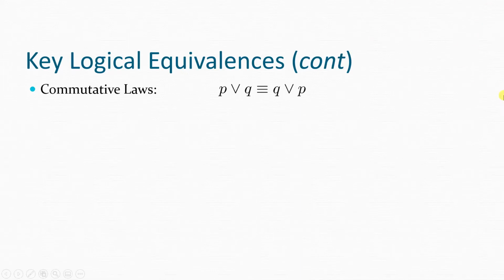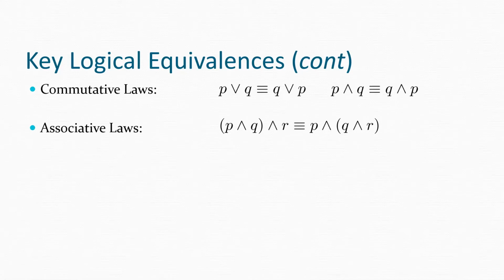This is the commutative law for the OR operator. P or Q is equivalent to Q or P. That is, if we change the order of the propositions, it doesn't make any difference in the truth value of the proposition. Similarly, P and Q is equivalent to Q and P.